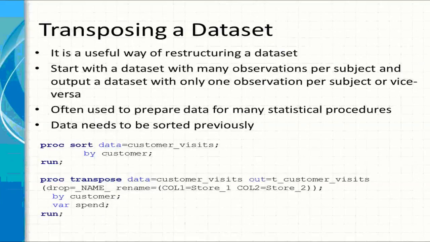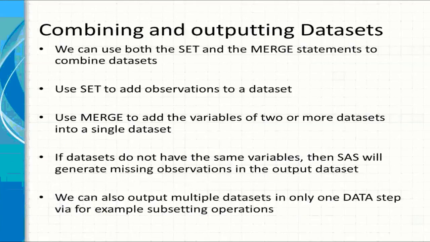Okay, now transposing a data set. This is a very useful way of restructuring your data, and it's often used to prepare your data for further statistical manipulation. Often what will happen is that you'll start with a data set with many observations per subject or per instance, and output a data set with only one observation per subject, or vice versa. It's important that you bear in mind that the data needs to be sorted previously by the base variable, or the variable that you want to refer to. In this particular example, I'm sorting by customer, and then when I do a proc transpose, I'm transposing customer_visits to t_customer_visits, which is the transpose data set, and the variable I'm using to transpose is the spend variable. We'll do an example later.